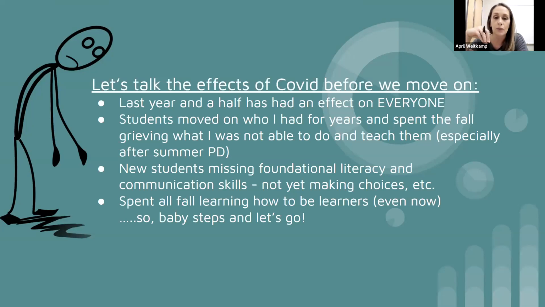And so part of what we've been doing this fall is helping build some foundational skills of how to be a learner, and then taking a look at what we have been doing, where our kids are, and how we're going to get them to the next step. So that's where I'm saying that they've been missing foundational literacy and they're missing communication.